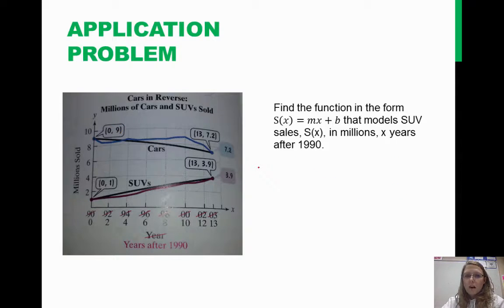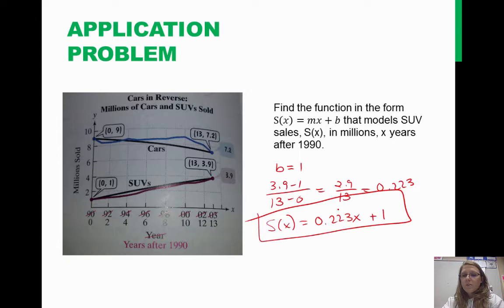Now I want you to find out what the function is for SUVs. Take a moment, pause the video, and come back. Okay, so the slope that I got was 2.9 over 13, which after calculating is 0.223, so that is my slope. And my intercept was 1, the y value here, so I put 1 for that. So S of x equals 0.223x plus 1.